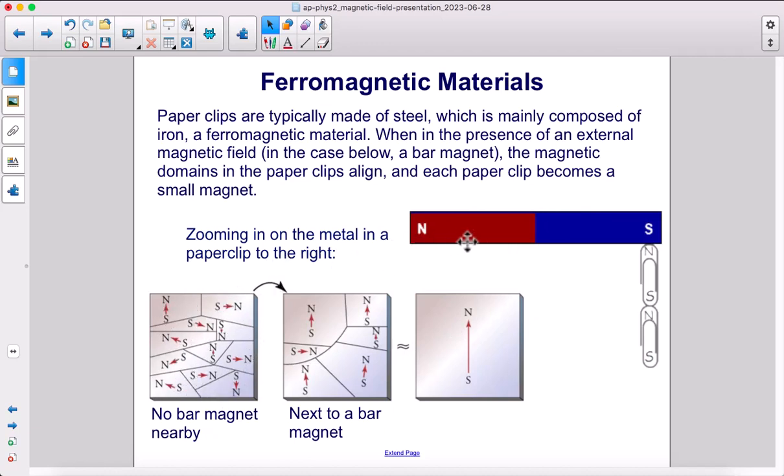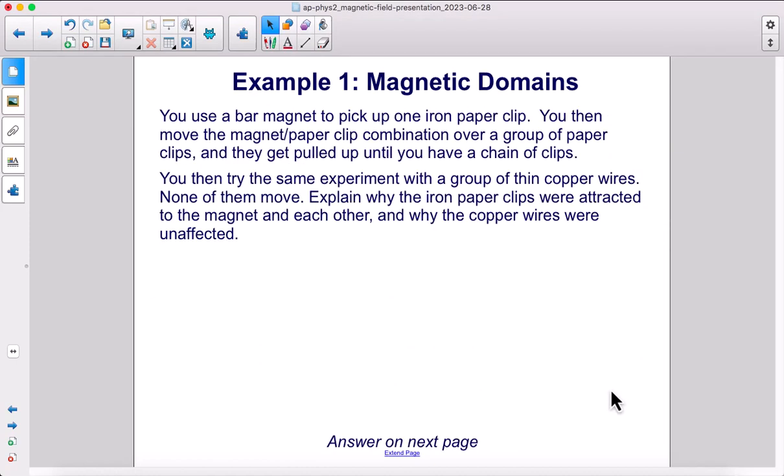But as soon as you put the bar magnet here, then the domains are all going to point in roughly the same direction. This one's not. They don't necessarily all point in the same direction. But as a whole, the paperclip becomes a magnet with the north end attracted to the south end of this bar magnet.